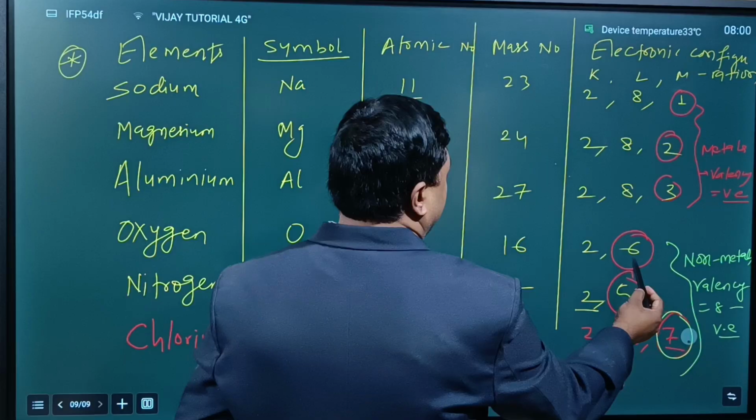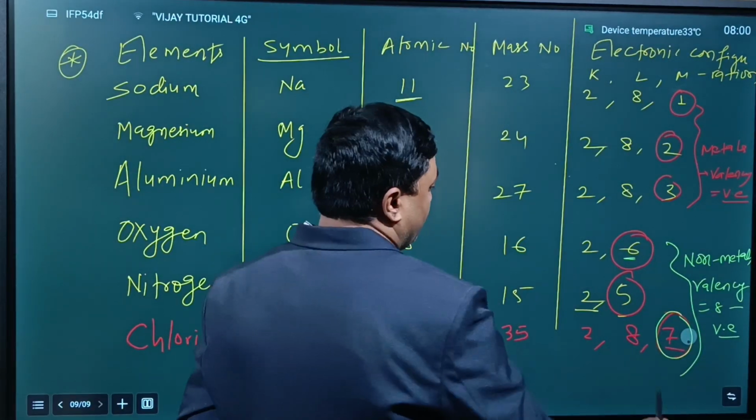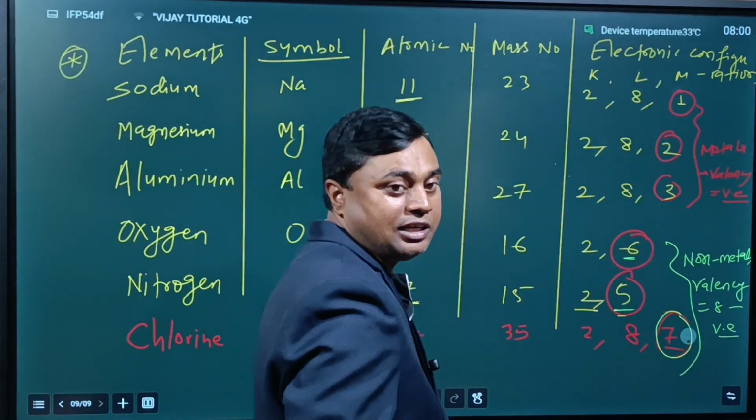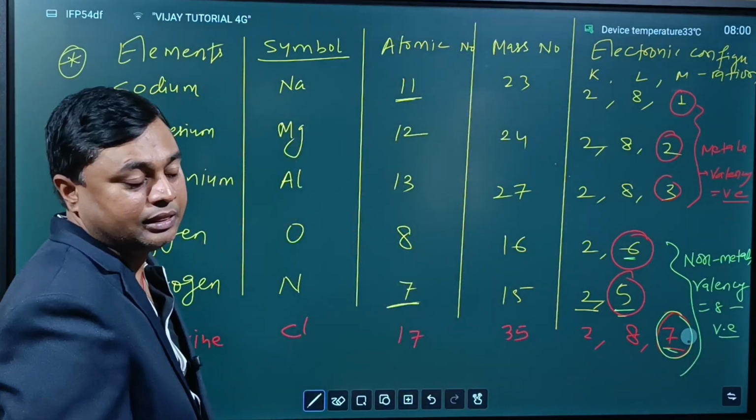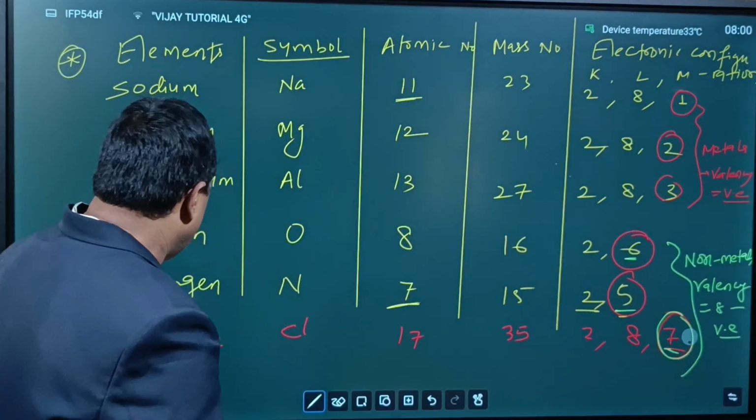So for oxygen, 8 minus 6, what is the valency? 2. For nitrogen, 8 minus 5, what is the valency? 3. For chlorine, what is the valency? 8 minus 7, that is 1.